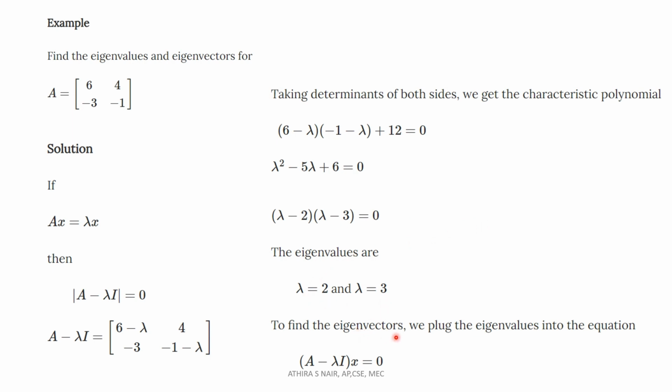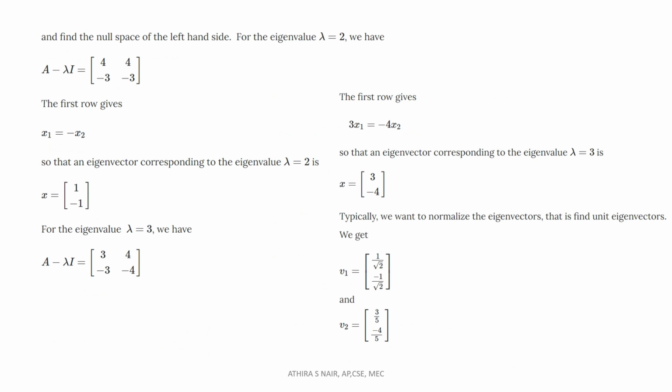To find the eigenvectors, we substitute the eigenvalues into the equation (A − λI)x = 0 and find the null space of the left-hand side. For the eigenvalue λ = 2, we have [[4, 4], [−3, −3]]. So the first row gives x1 = −x2. So the eigenvector corresponding to the eigenvalue λ = 2 is x = (1, −1).